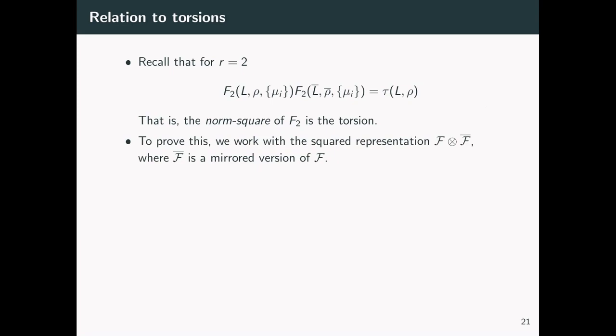So the way you prove this is you need to work with this squared representation. You take the pointwise tensor product of f and f bar, where f bar is like a mirrored version of f. You invert all the gradings, do the opposite multiplication, take the braidings backwards, the usual stuff that happens when you do mirror images. By pointwise tensor product, I just mean that it's going to be a map into U tensor U modules, not U modules, and everything is just tensored.